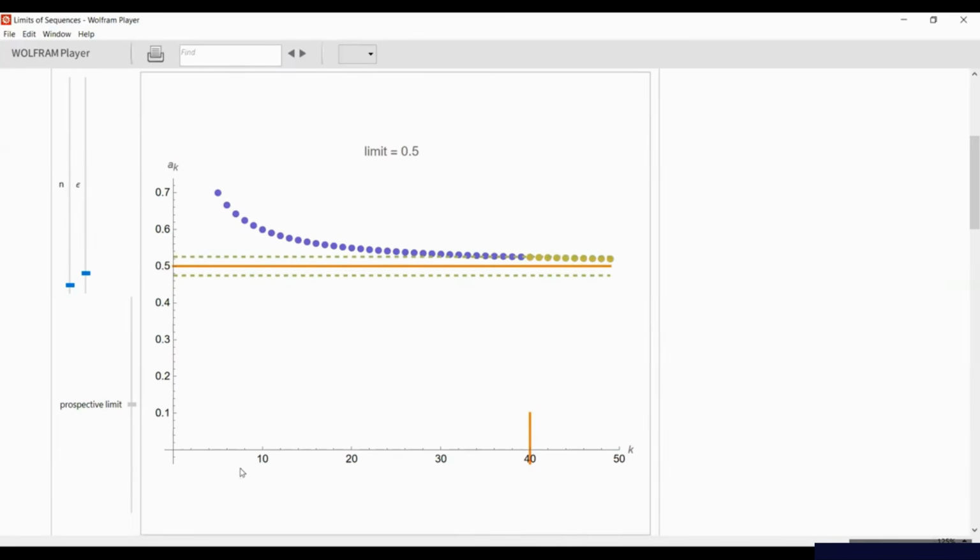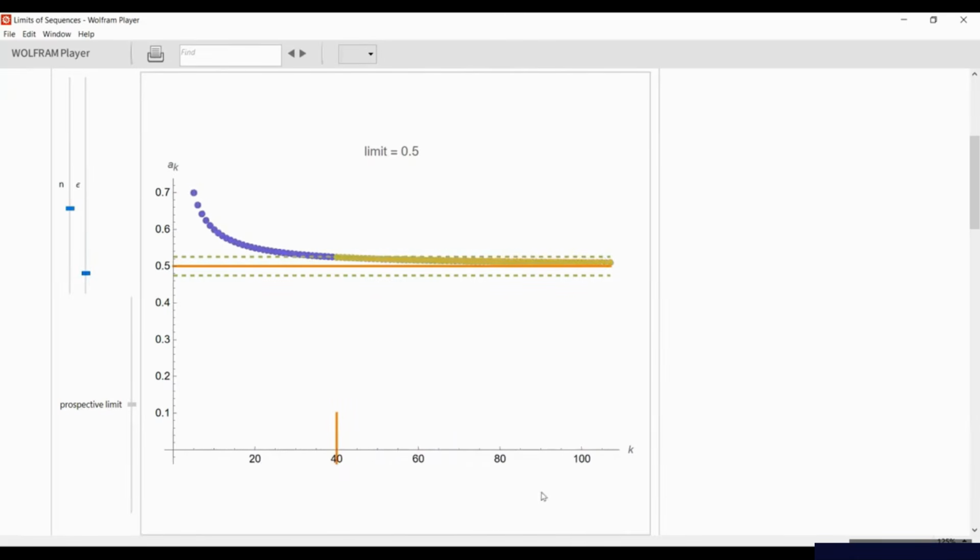Now see here, I have taken only up to the 50th term in the sequence, right? But now let me extend it to some 100. I'm moving this n value up so that you can see more terms in the sequence, right? I've taken it up to 100.